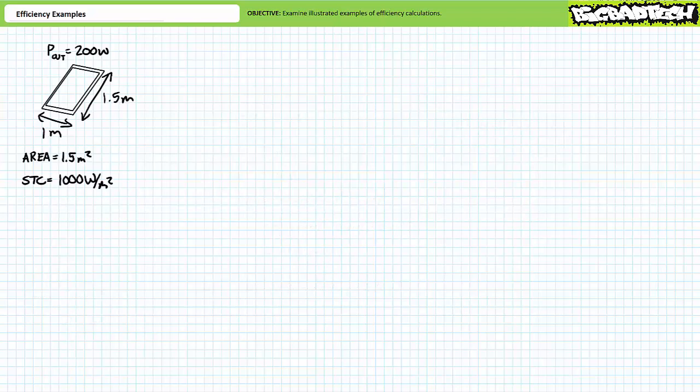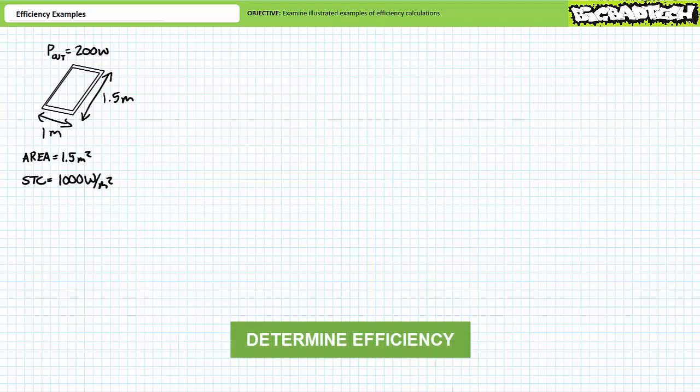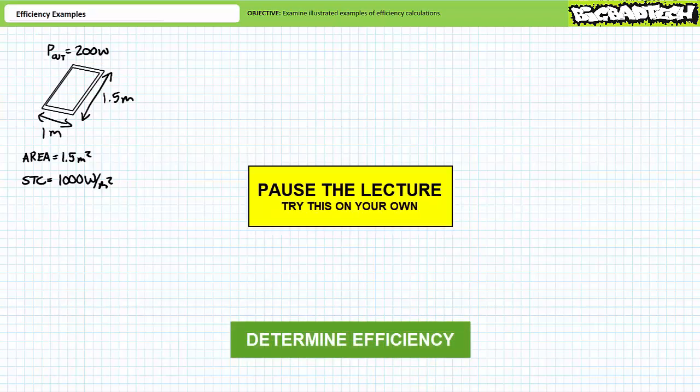Consider a solar panel with a surface area of 1 meter by 1.5 meters, or 1.5 meters squared. A common performance measurement for solar panels uses something known as standard temperature and conditions, or STC, whereby the solar panel is exposed to light with an intensity of 1,000 watts per meter squared. Let's say at STC, this solar panel produces 200 watts of usable electrical power output. See if you can determine the efficiency of the solar panel. By all means, pause the lecture and try this on your own.